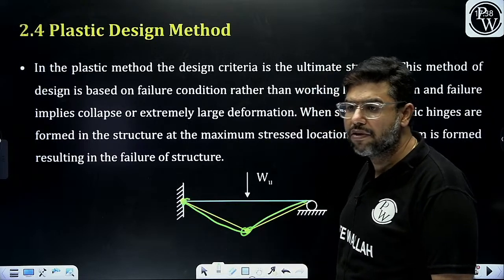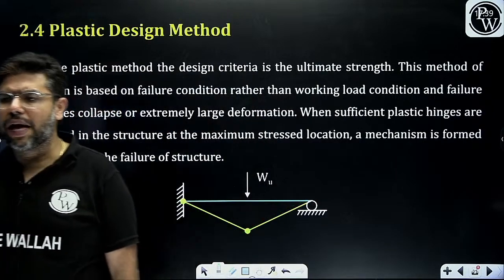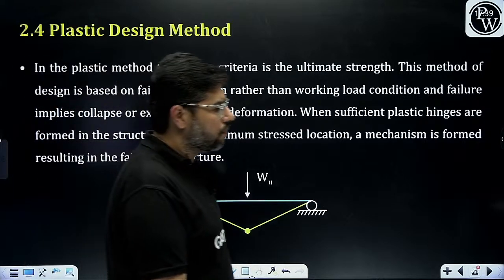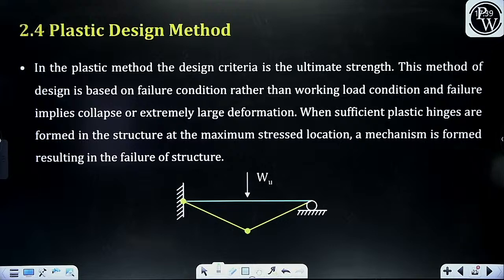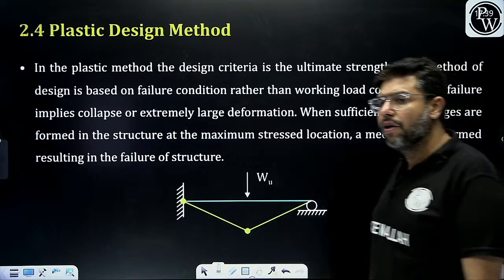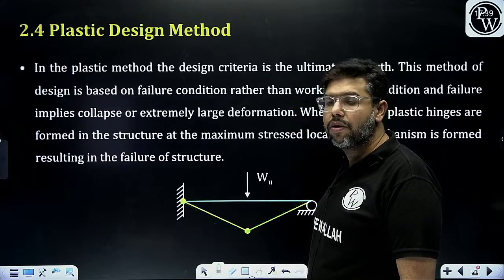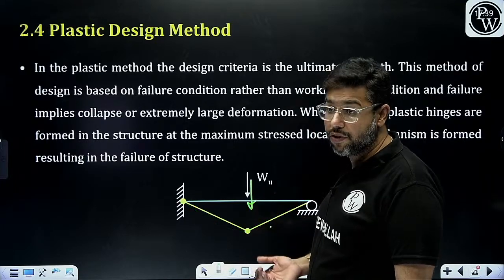You understand what is a mechanism? Have you read through mechanism in structural analysis? Do you know what is a mechanism? Yeah, mechanism you understand. So, whenever there are three hinges in line, that is known as a mechanism. It will lead to large deformations, thereby leading to failure of the structure.